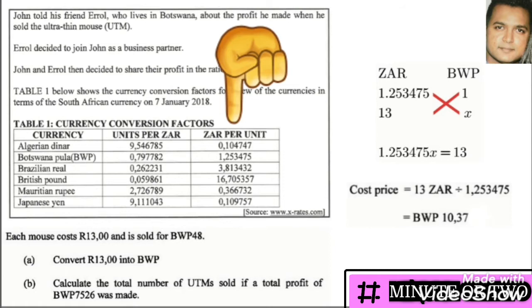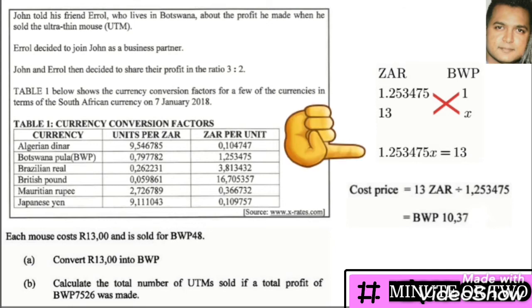two currencies next to each other, we have to pay 1 rand and 25 cents for 1 Botswana pula. So we take the 13 rand and put it under the ZAR column as we did previously. Cross multiply, it would be X times 1.25 and 13 times 1.